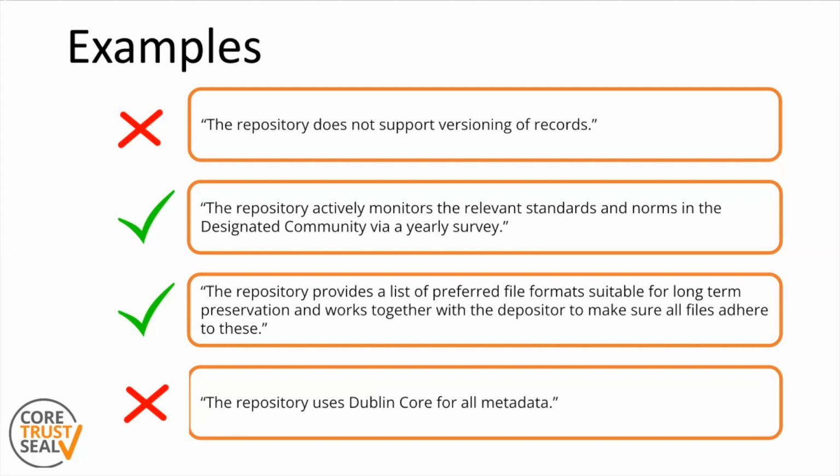The last example contains too little information. The requirement stipulates that when repositories use only a general metadata schema, such as Dublin Core, this must be supplemented with information on how this use is sufficient for reuse and understandability in the designated community.